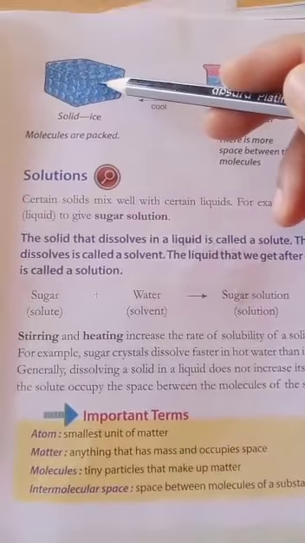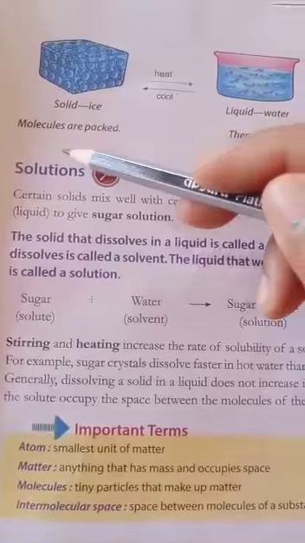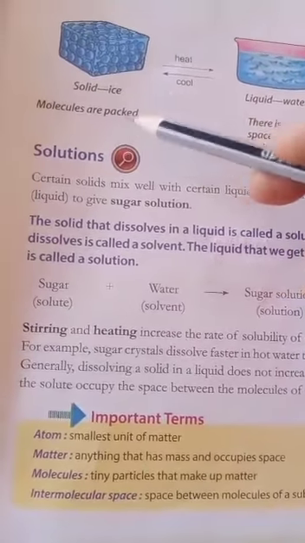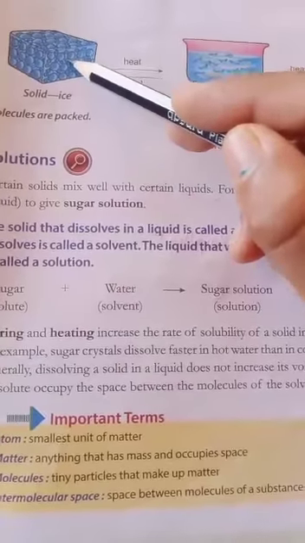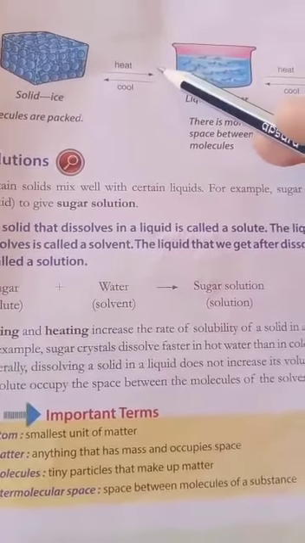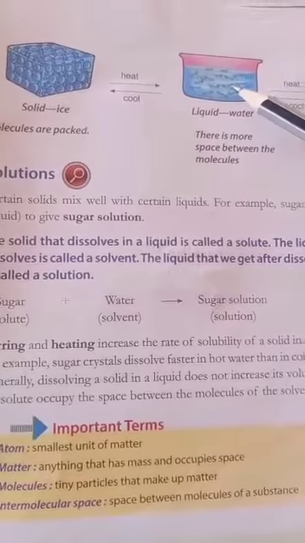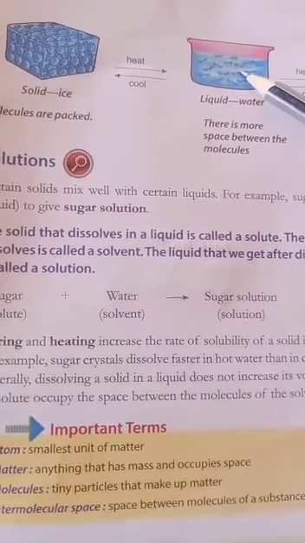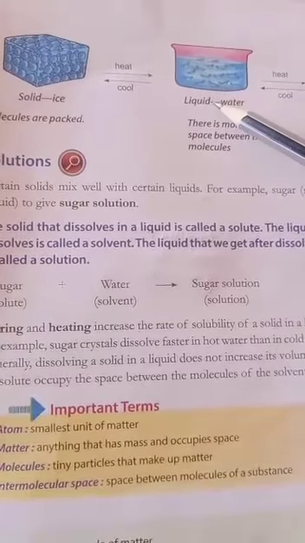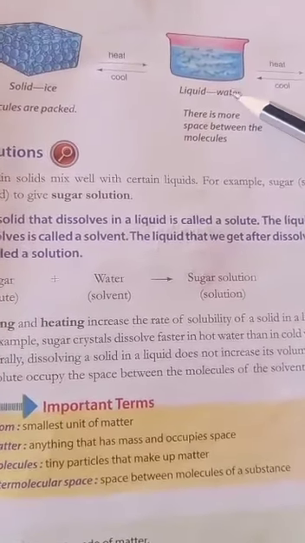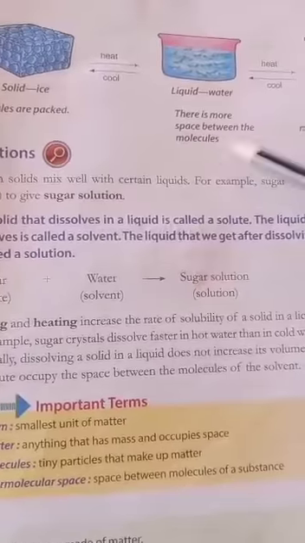Page number 33, you can see here there is a solid ice. Molecules are tightly packed in the ice. When the same ice is heated, the ice melts and changes into a liquid form, that is water. There is more space between the molecules.